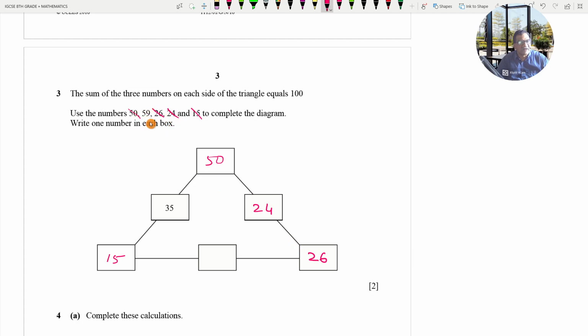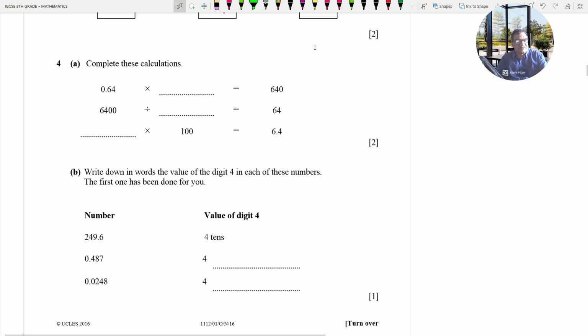Now the only number remaining with me is 59, which I can put here and I can check the total. So the total will be 15 and 26, let me check on the calculator. You are not supposed to use one, but I am using it for my purpose. So 15 plus 59 plus 26 happens to be 100. Yeah, that's correct. So this question is also done with, right? That was question number 3. Question number 4 is complete this calculation.